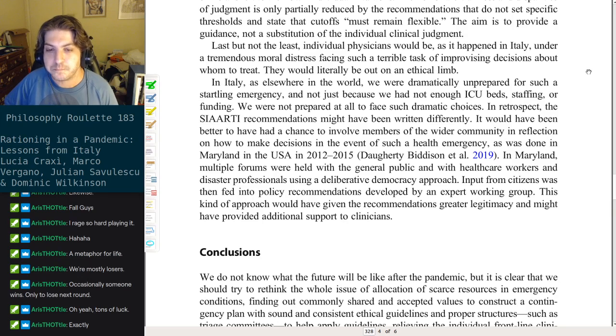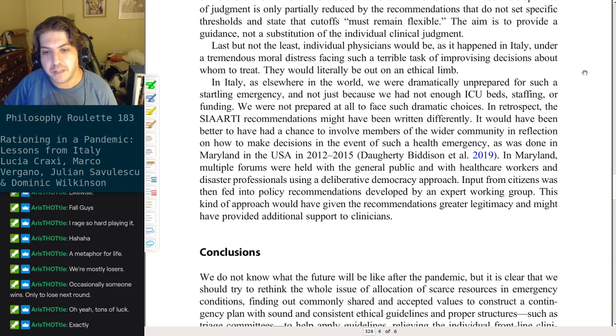So that was sad. In Italy, as elsewhere in the world, we were dramatically unprepared for such a startling emergency, and not just because we had not enough ICU beds, staffing, or funding. We were not prepared at all to face such dramatic choices. In retrospect, the CRD recommendations might have been written differently.